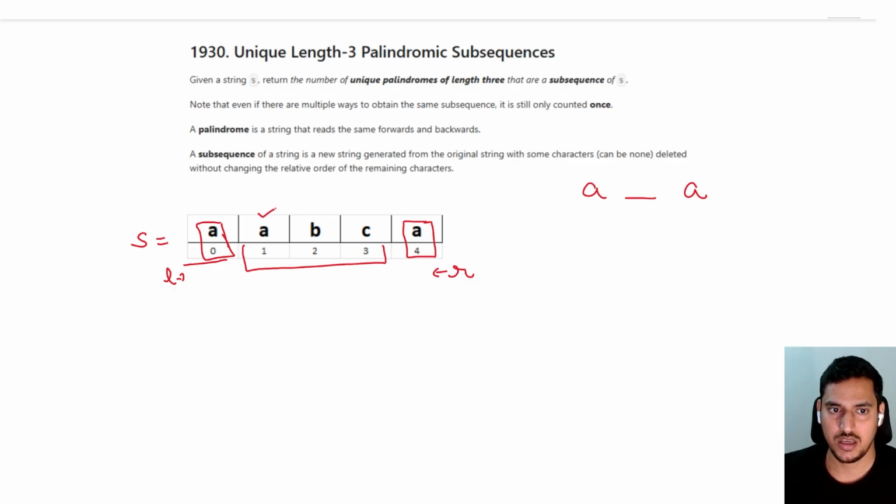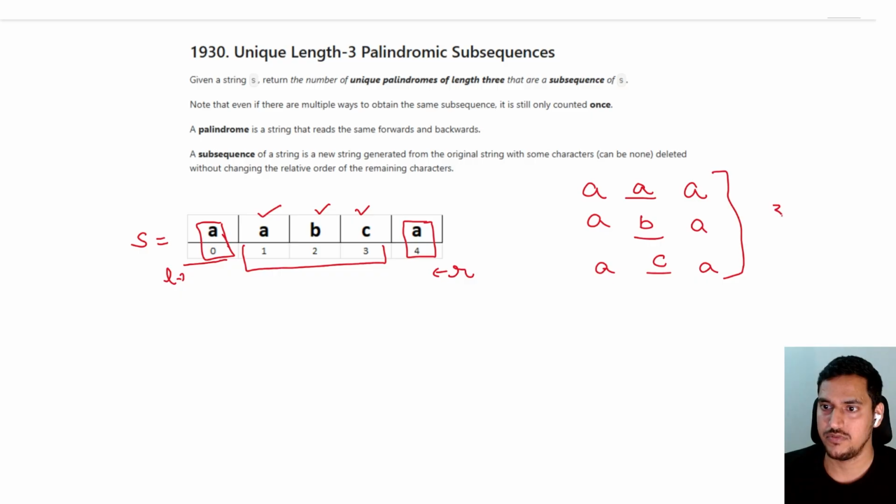For example, AAA is a valid palindrome. Similarly, ABA is a valid palindrome, and so is ACA. So for A, we found that we have three palindromes starting with A.